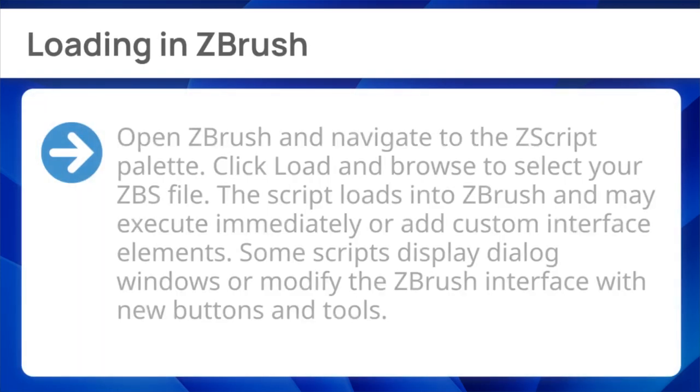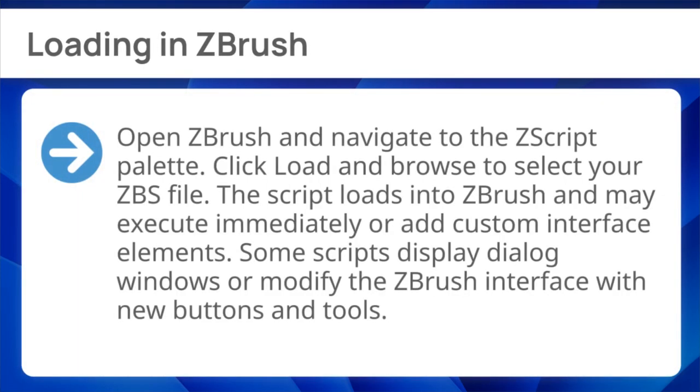First, loading in ZBrush. Open ZBrush and navigate to the ZScript palette. Click Load and browse to select your ZBS file. The script loads into ZBrush and may execute immediately or add custom interface elements. Some scripts display dialog windows or modify the ZBrush interface with new buttons and tools.